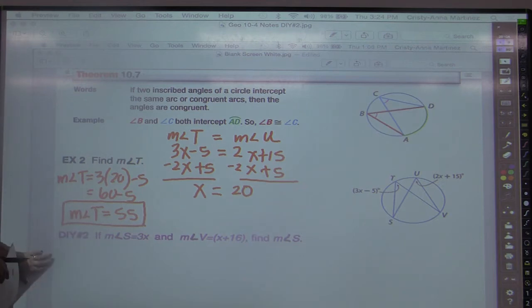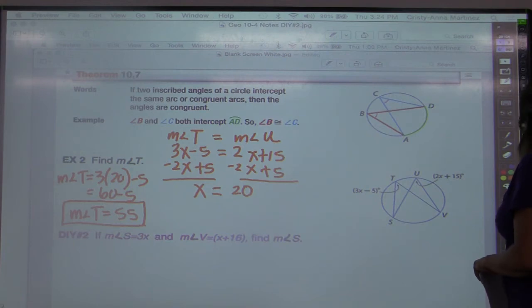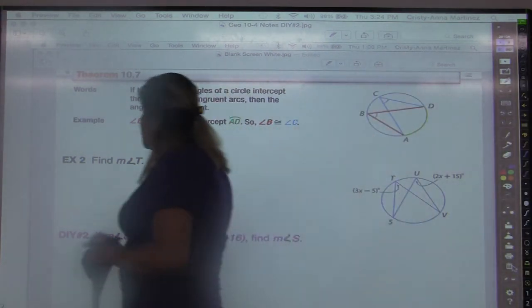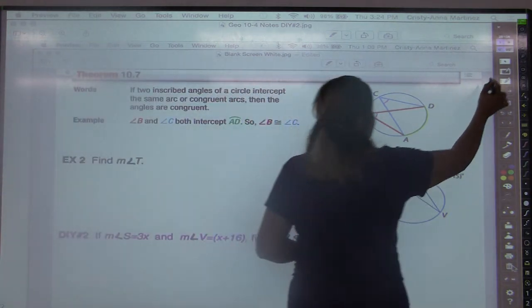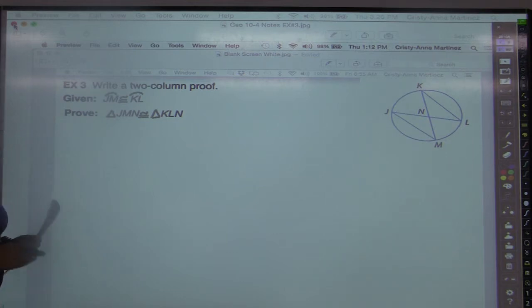Now you can do it yourself number 2, and then we will go on to our next example, and it's going to be a little bit of a doozy because of course it's a proof, and you guys hate proofs, but I'm going to walk you through it, so let's not cry, at least not yet.